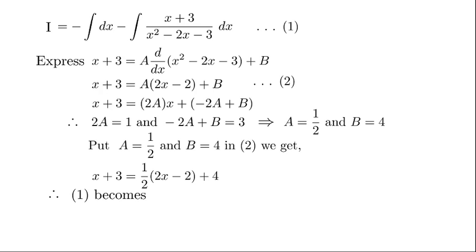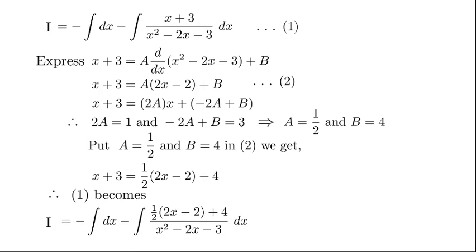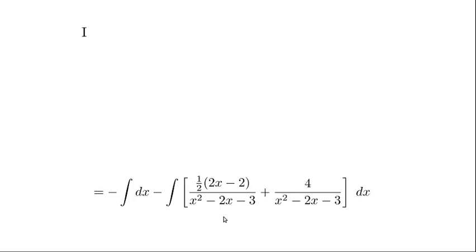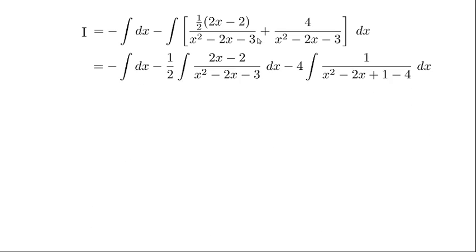So therefore equation 1, that is the integration, becomes I equal to minus integration dx minus integration of half times (2x minus 2) plus 4 upon x square minus 2x minus 3. Now separately divide here by the denominator. So that gives you this expression. And now we take this integration inside, this minus also gets in, and along with that these coefficients come out. So minus 4.